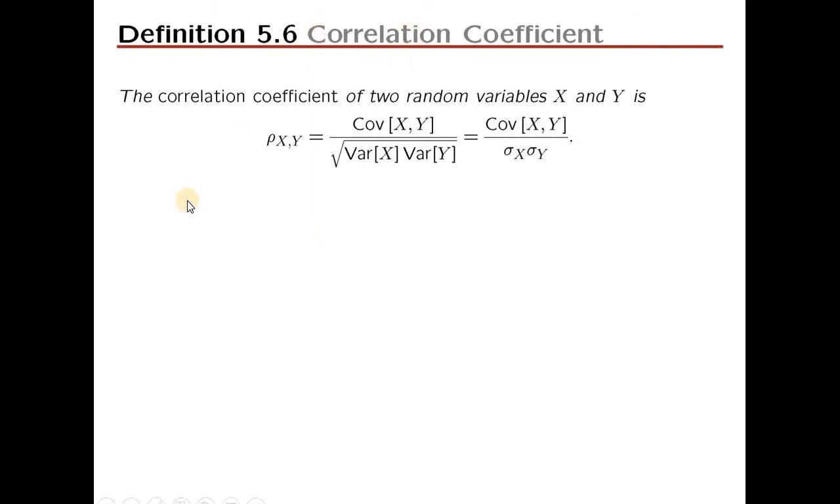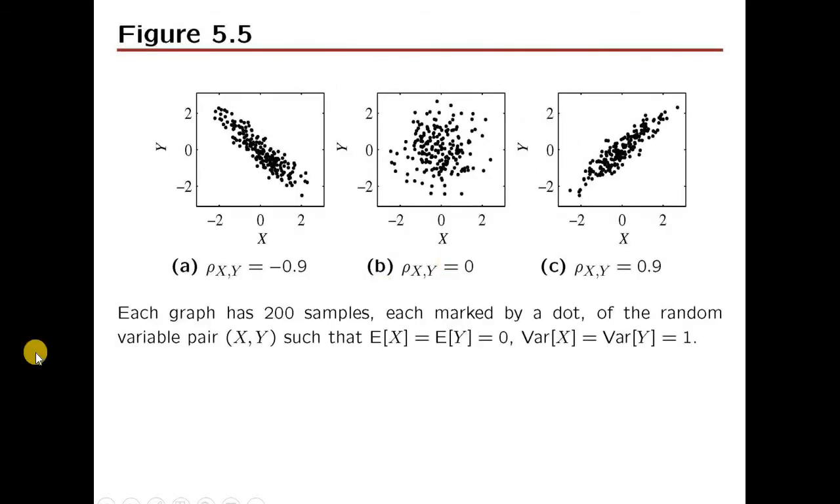And this correlation coefficient has no unit. It is a ratio, equal to the covariance divided by the product of the standard deviations of random variables x and y. For example, to understand how the correlation coefficient works, look here, we have two random variables x and y.